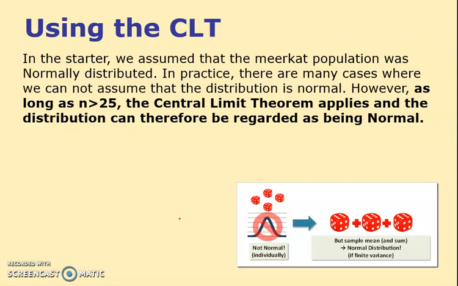Let's do the difference now. So in the starter, we assumed that the meerkat population was normally distributed. In practice, there are many reasons why you might have no idea whether or not they were normal. And the great thing about this central limit theorem that we've now seen is you don't have to assume it anymore. As long as your n is bigger than 25, we know that the sample distribution becomes normal. And I've written this to be regarded as being normal. I wouldn't suggest to you it's approximately normal. I think the exam wants you to think that it is normal as long as n is big enough.